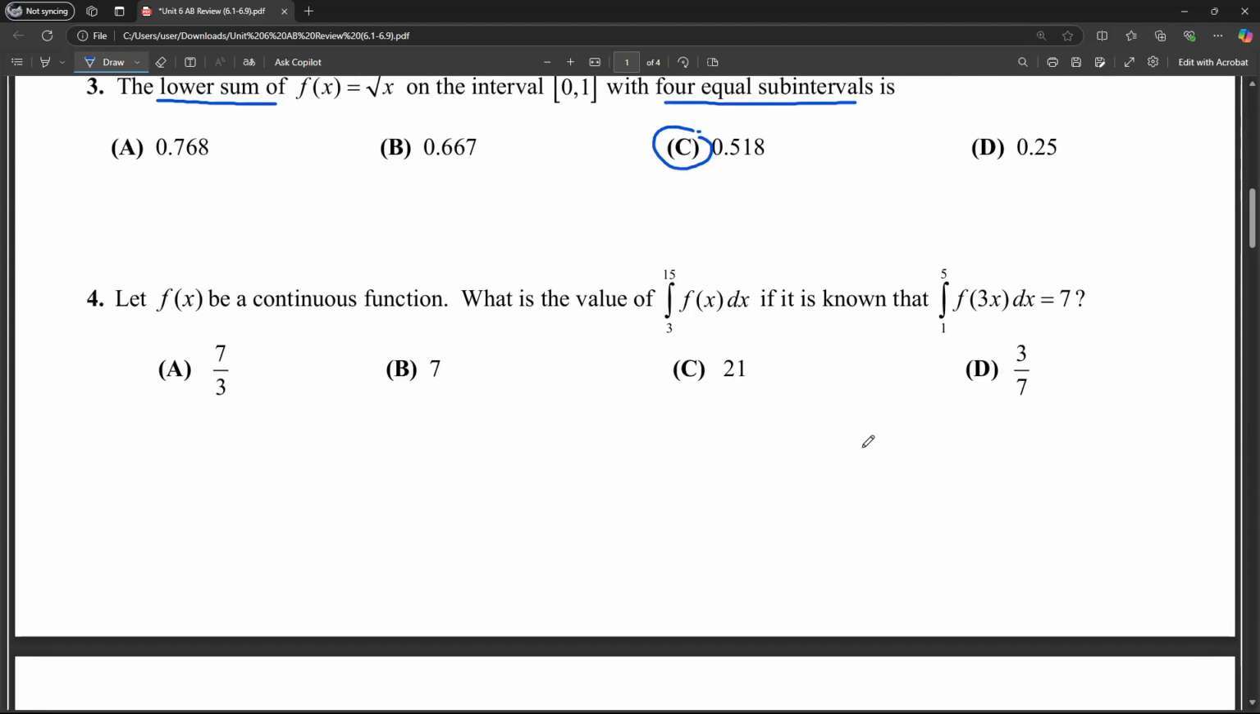We're going to do u sub. So I'm just going to focus on this integral, and I'm just going to write it out again.